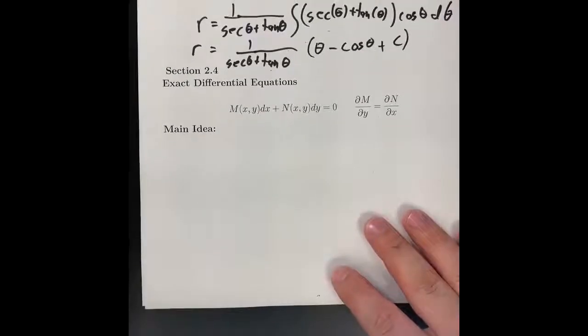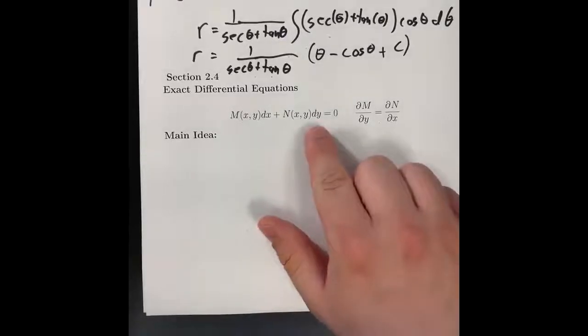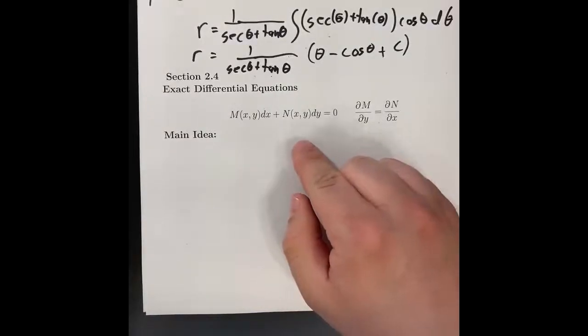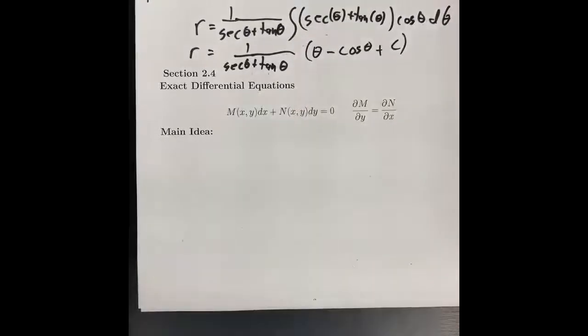Okay, so let's talk a little bit about the next section as well. Section 2.4, we're talking about exact differential equations. This looks a little different than what we're used to, because we have dy and dx terms here. If these N's and M's have y's in them, these aren't necessarily linear. So these are sometimes nonlinear, which makes it kind of interesting. And that's the idea of these problems.